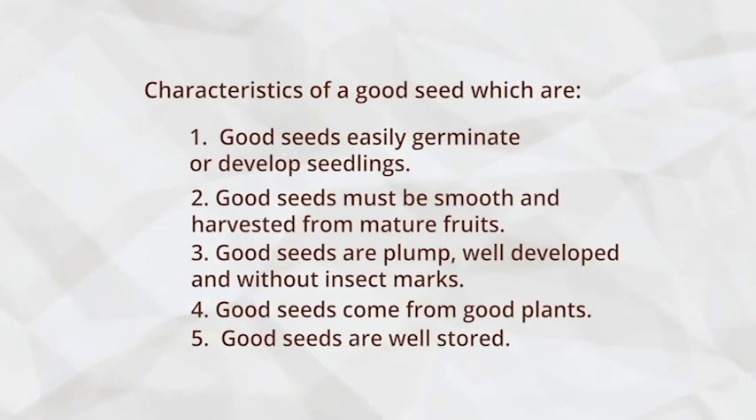Mr. Cruz explained to Mangustin the characteristics of a good seed, which are: first, good seeds easily germinate or develop seedlings. Second, good seeds must be smooth and harvested from mature fruits. Small and wrinkled seeds may not contain enough food to sustain their initial growth.